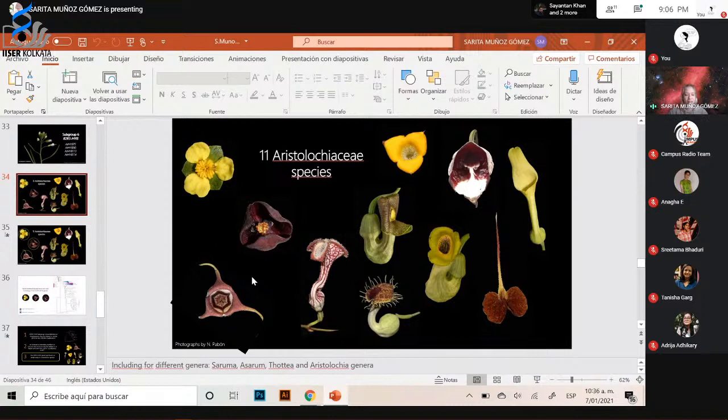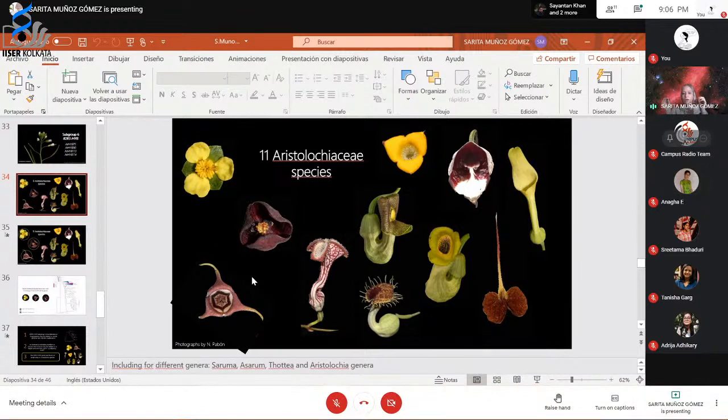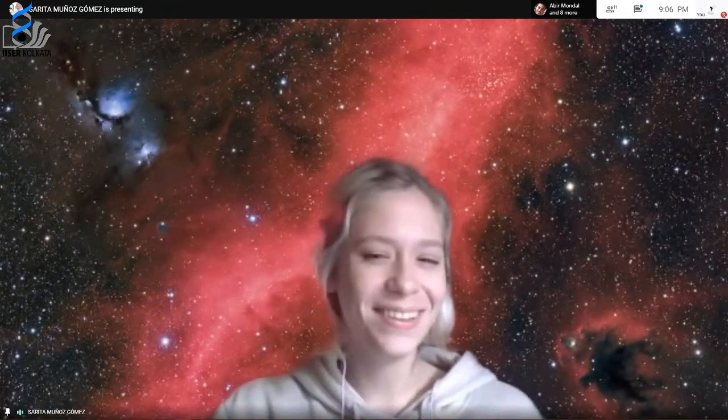In Aristolochiaceae, what we have been able to see is that patterns sometimes follow the veins, and we are not very sure why, but I know there are a few studies that try to understand how color follows the venation or the veins in the perianth.